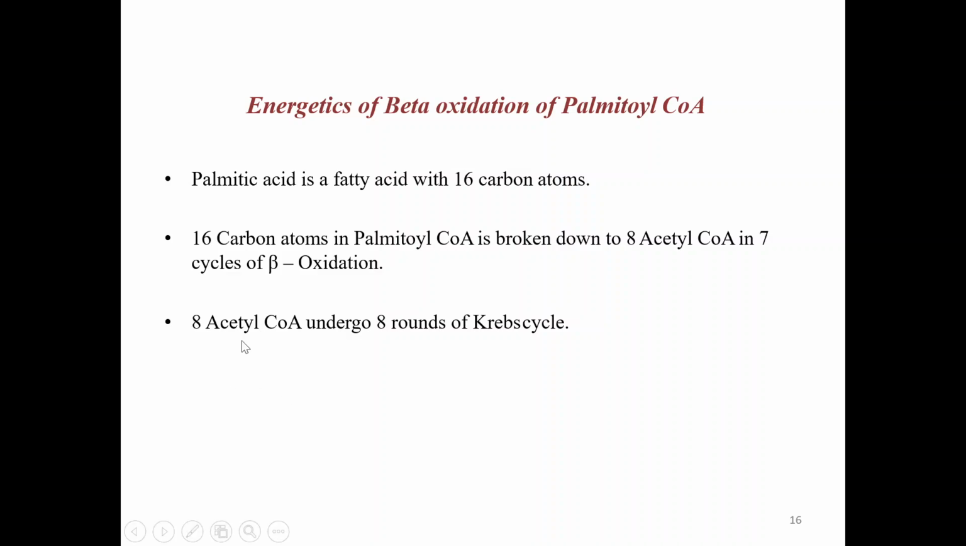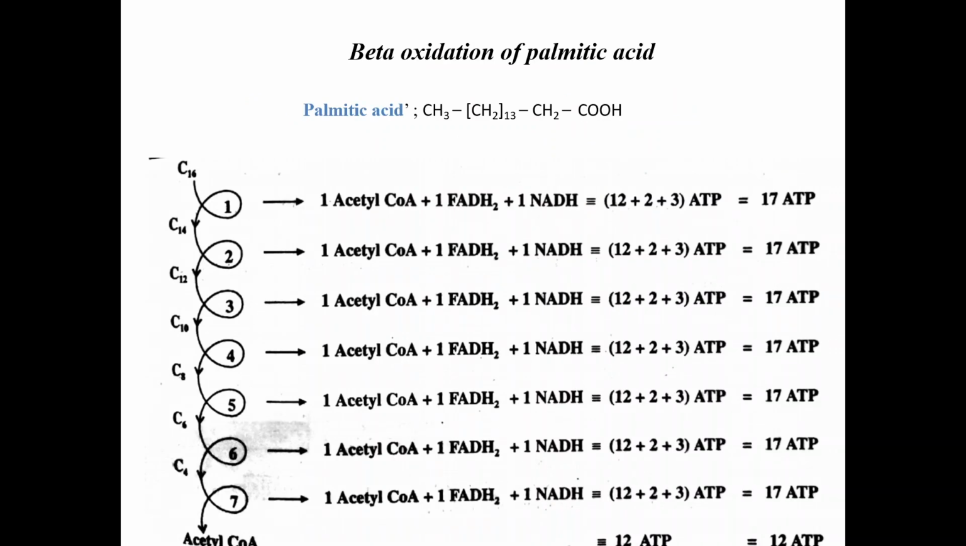Now, particularly let us take the example of palmitic acid. The formula of palmitic acid is CH3, CH2 13, CH2COOH. Count together. So what do you have? C, this is the 13, 14, 15, 16. So it is a C16 compound. Palmitic acid is a C16 compound. So you have 16 carbon atoms in palmitic acid.